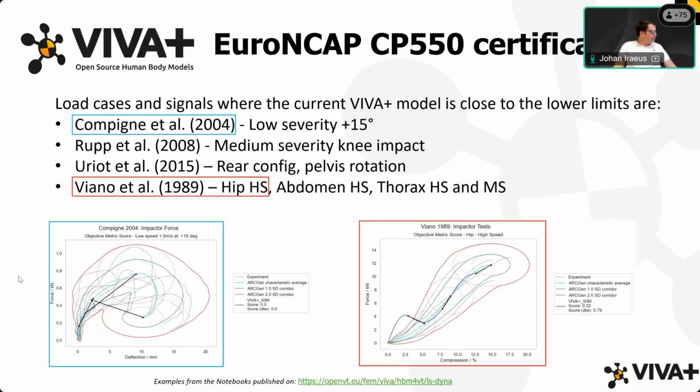If we look at the Viano, this is one example where we had a hip impact at high severity. The reason we get very poor scores is that we have an initial hump here. So even though the later part matches the average, you get penalized by the arc length method because we're out of phase. These black lines are corresponding points. This initial hump means that we get out of phase, and we are out of phase for the whole signal. So even though it looks pretty good at the later stage here, the score is not excellent.